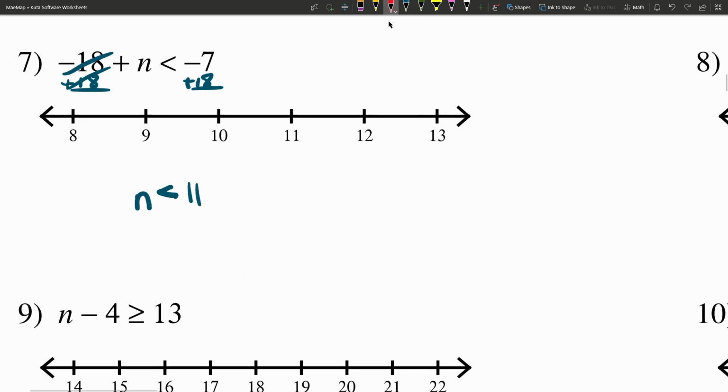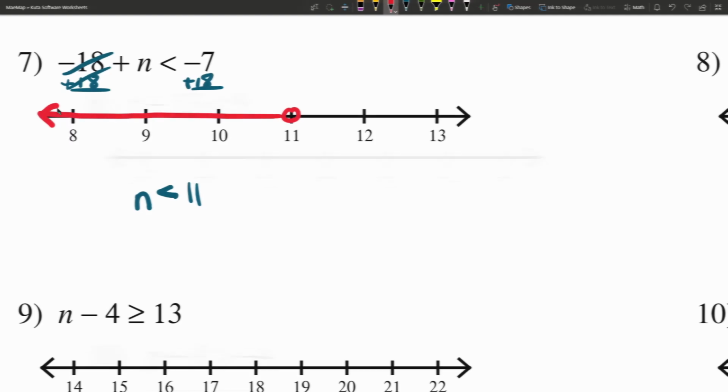Now all we have to do is graph it. Find 11, circle it. We're not going to shade it in because it's strictly less than, and then we're going to shade everything to the left since n represents values less than 11. And there we have it.